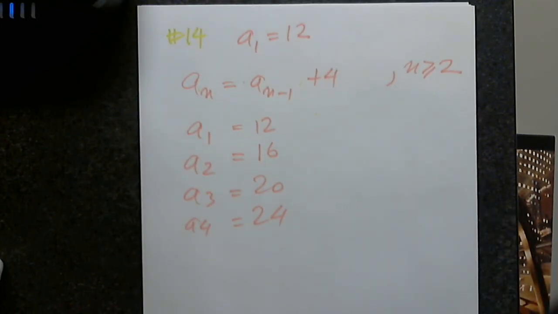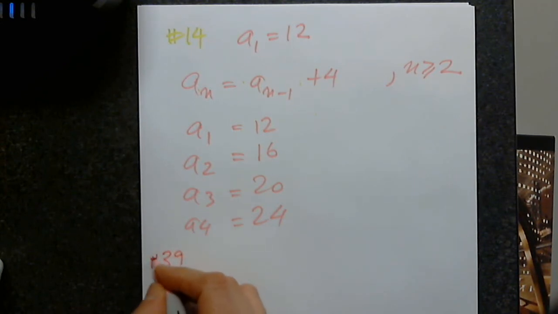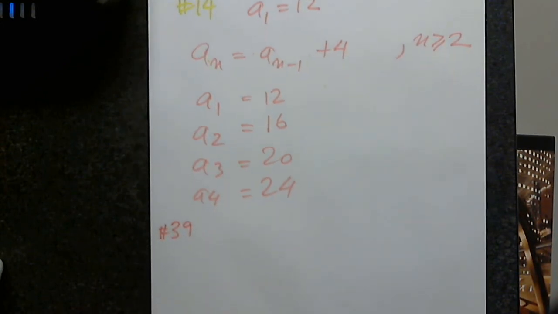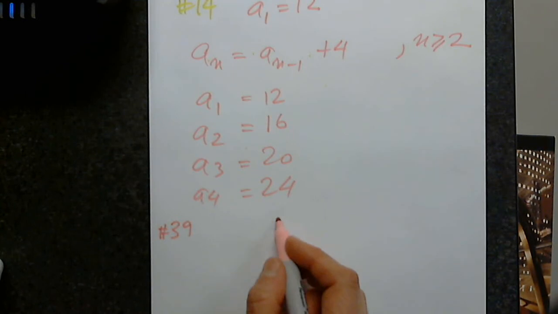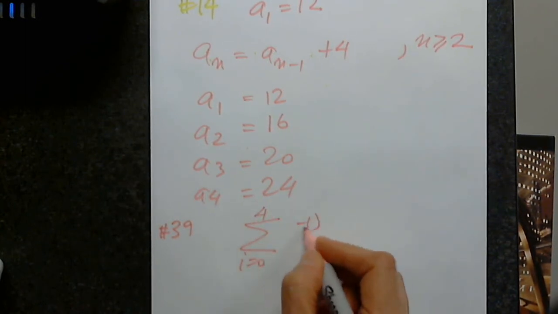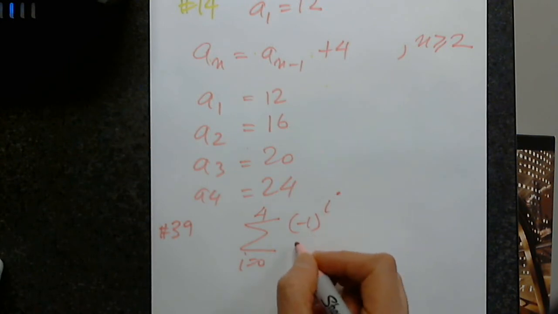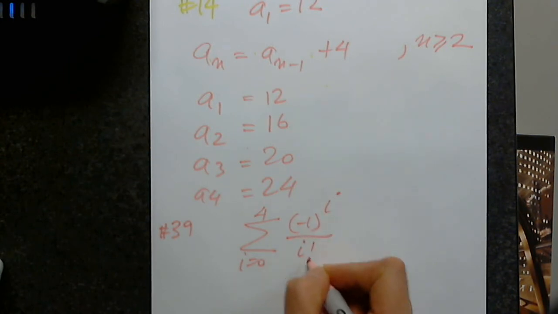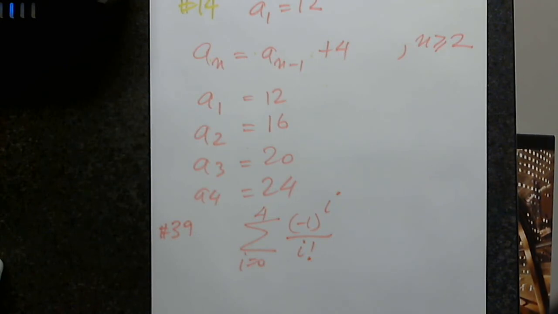Okay, so let's look at 39. Same page, 752. The sum from i equals 0 to 4 of negative 1 raised to i over i factorial. They're asking us to find the indicated sum.